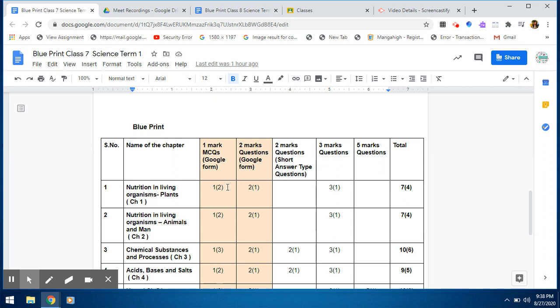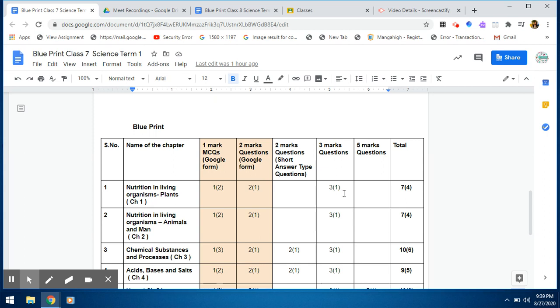Children, the number given in the bracket is denoting the number of questions, and the number outside the bracket is the number of marks of each question. So, if we talk about nutrition in living organisms plants, in the objective type paper, there will be 2 questions of 1 mark, 1 question of 2 marks. So, in the objective type paper, there will be 3 questions coming from this chapter.